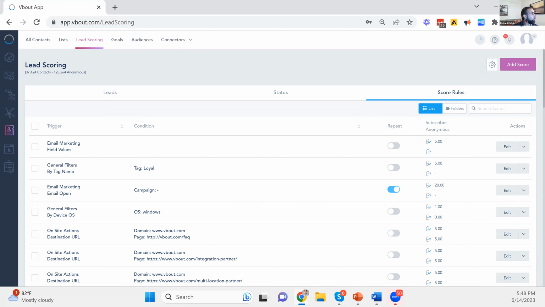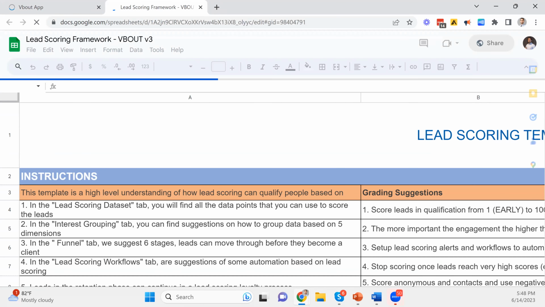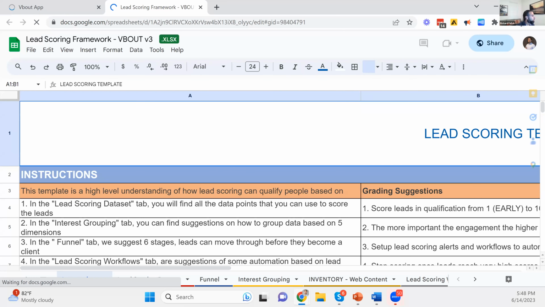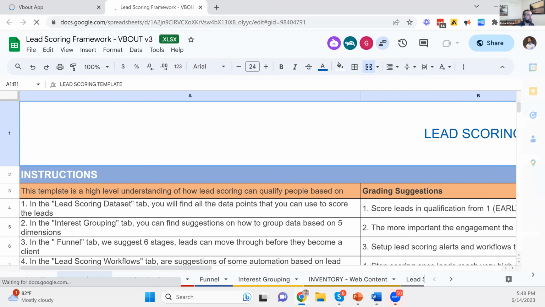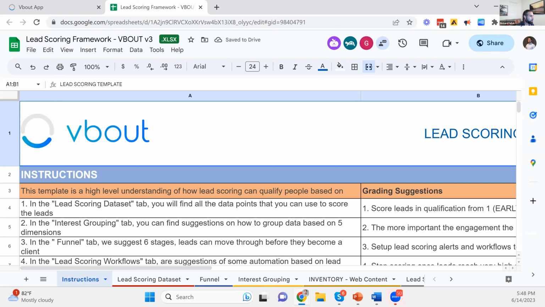All right, so let me open up that file real quick. Yeah, this is the framework. I just called it the lead scoring framework. So this is an Excel file. George, share it with everybody. Please feel free to download this. It is sort of private for our community, but feel free to share it with your community if you'd like.